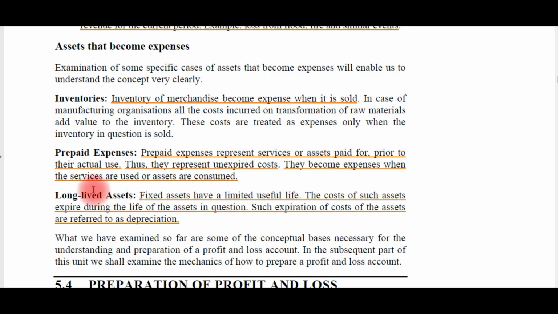They become expenses when the services are used or assets are consumed. When will they become an expense? That unexpired cost or asset which exists in the present period will become an expense when it is actually utilized in the next period.